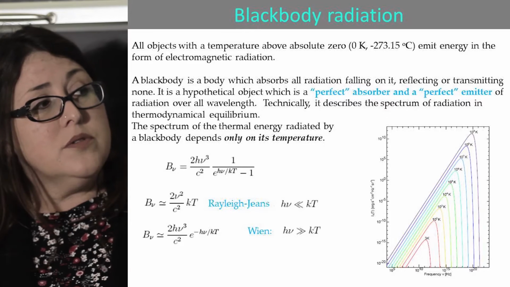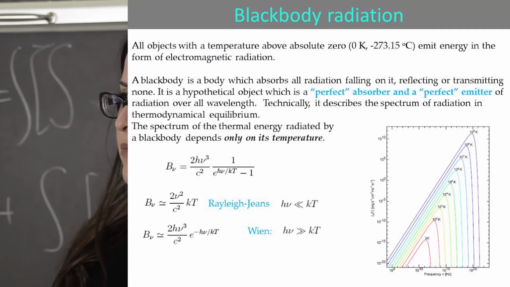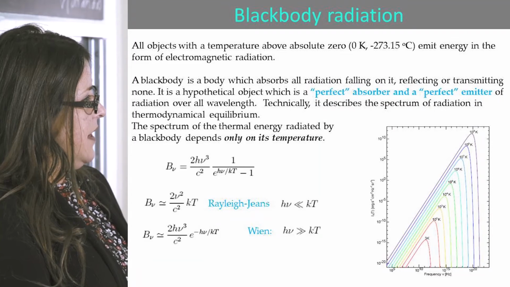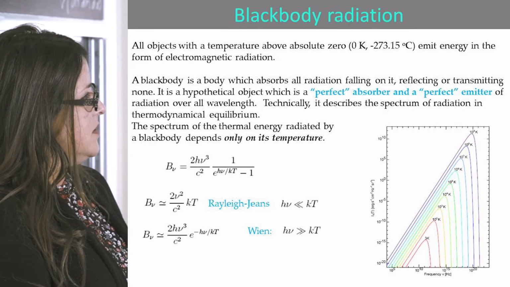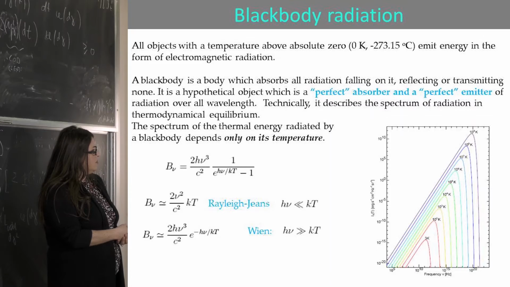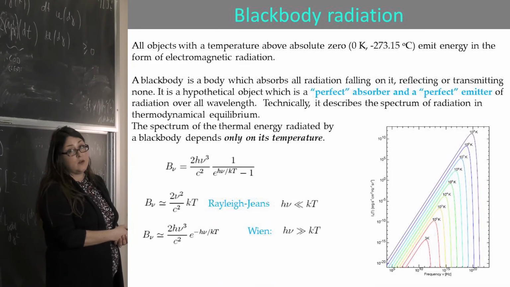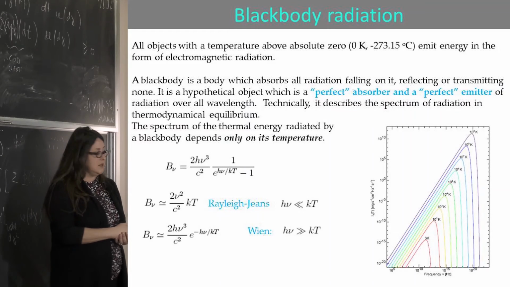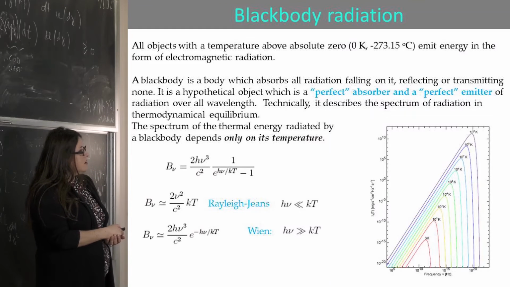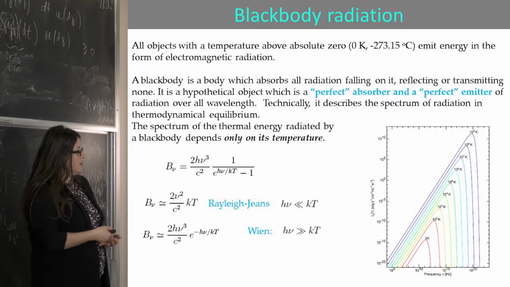We can also notice that the Planck spectrum presents two well-defined regions: the Rayleigh-Jeans region, corresponding to low frequencies, h nu much smaller than kT, where k is the Boltzmann constant and T is the black body temperature, and the Wien region, in which you see that the spectrum is going down very steeply.